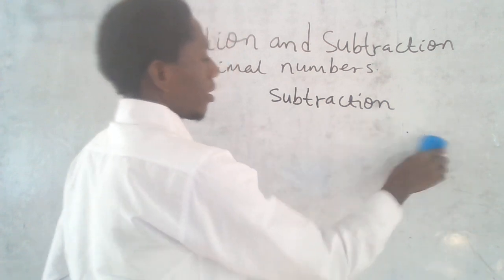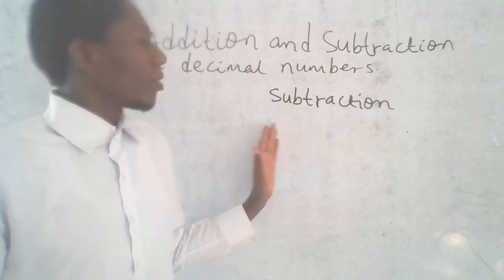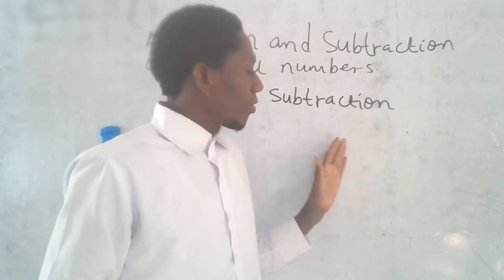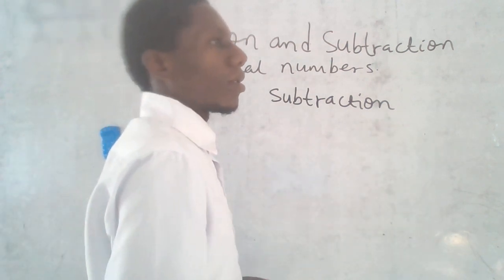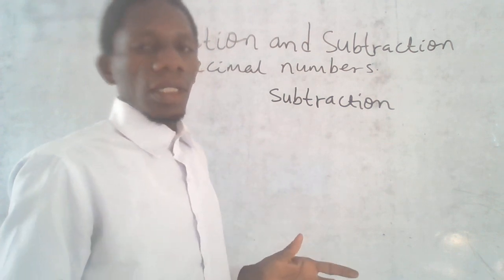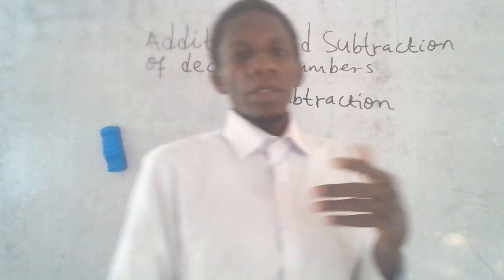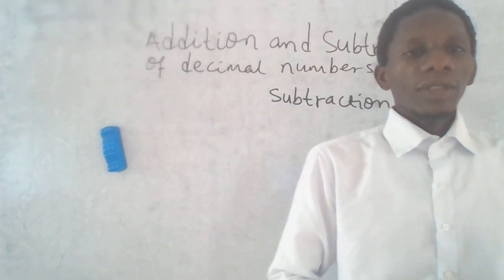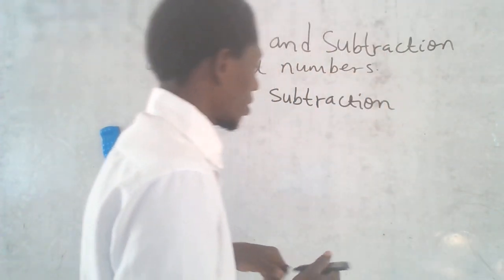Now, there is a major problem in subtraction for people that are just learning it for the first time. When they have numbers that involve zeros, it becomes a problem to them. So let's see how we can subtract numbers that involve zeros.